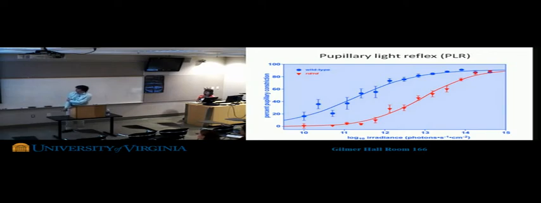So this is the same graph that I showed you before, and now I've added a double knockout mouse. OPN4 is the genetic name for melanopsin. So in these mice, the gene for melanopsin is knocked out and the rods and cones are knocked out. So they essentially have no melanopsin and no rods and cones. As you can see, they exhibit no PLR whatsoever.